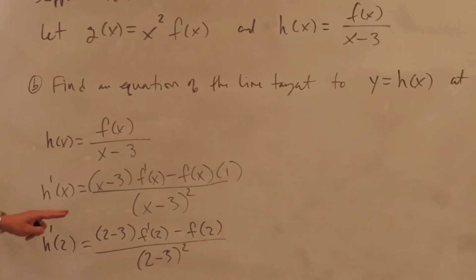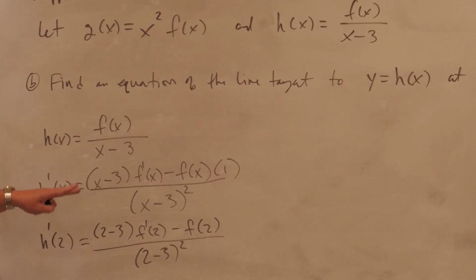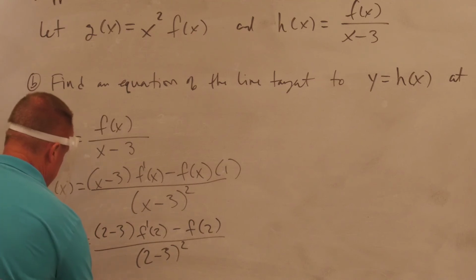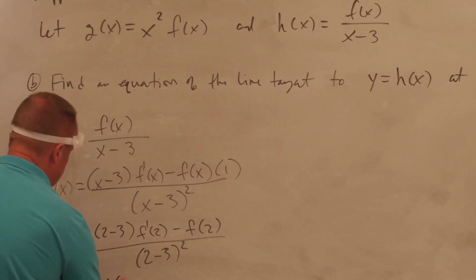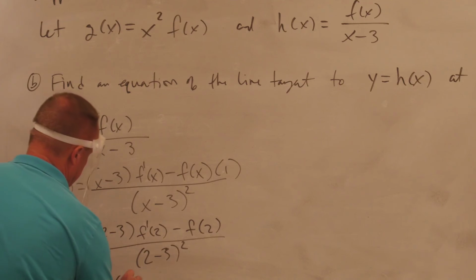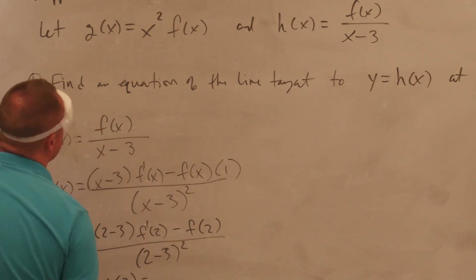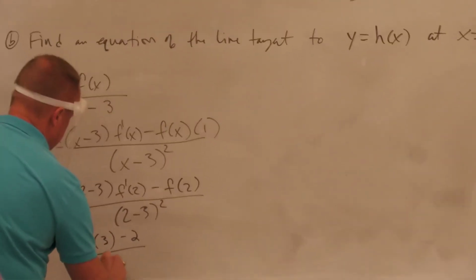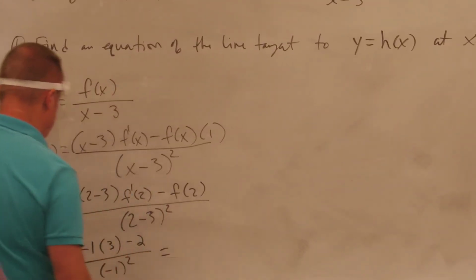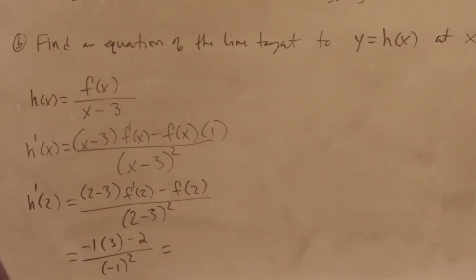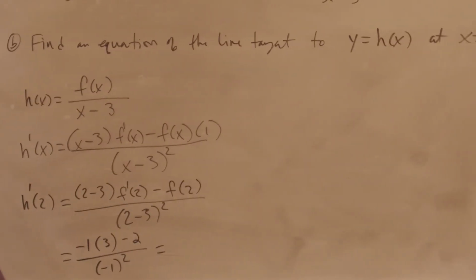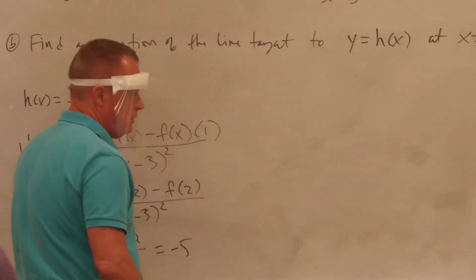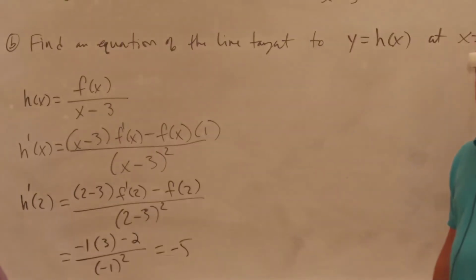And then I would say, well, what were f prime of 2 and f of 2? f of 2 is 2, f prime of 2 is 3. So this will be negative 1 times f prime of 2, which is 3, minus f of 2, which is 2, over (2 minus 3 is negative 1) squared. So it looks like I've got negative 3 minus 2, a slope of negative 5. So that would be my slope of my tangent line when x is 2. So any questions about that?